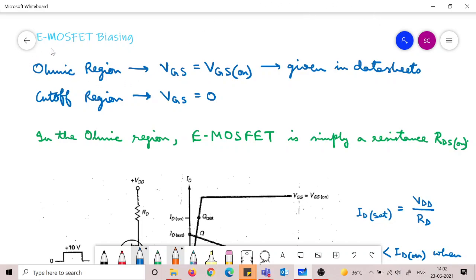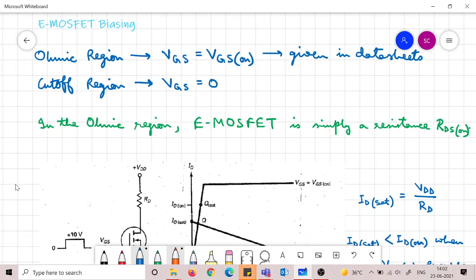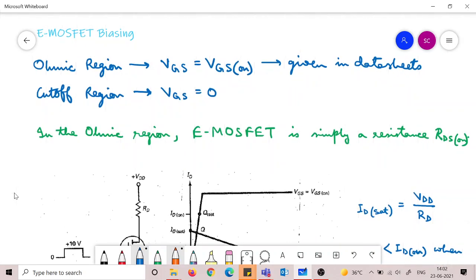The enhancement mode MOSFET, the eMOSFET, we know that it has the ohmic region, the saturation region and the cutoff region, and we know that this type of MOSFET is utilized for digital or analog switch purposes. So we are operating the MOSFET in the ohmic region or the cutoff region.